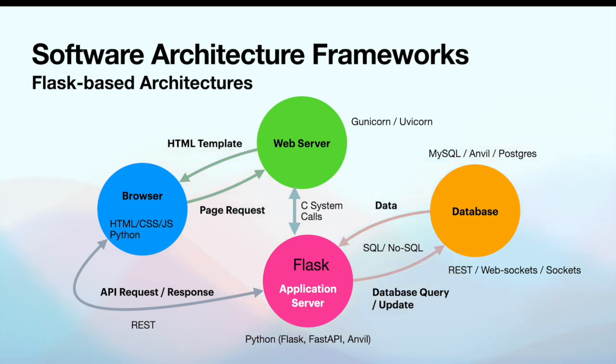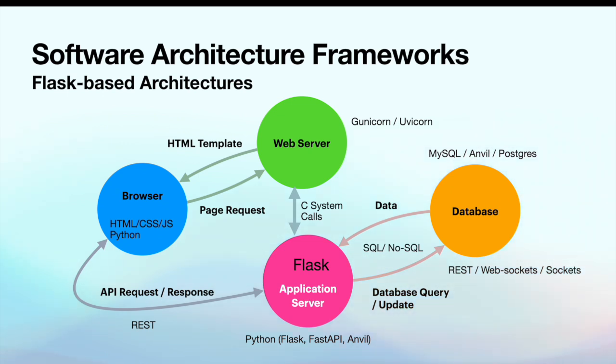So the request goes through a few steps before it hits the Flask app itself. Yes, the Flask application server handles the core application logic, processing API requests and sending back API responses to the browser using REST. The Flask-based server code also interacts with the database, sending database queries and updates, using SQL or NoSQL operations. Common databases include MySQL and Postgres. A niche choice, but one we'll be using a lot, is Anvil.